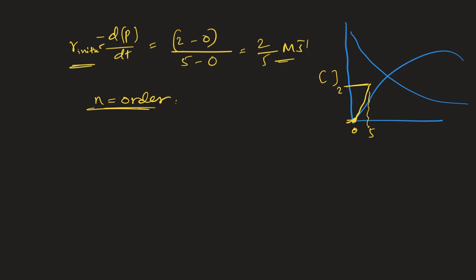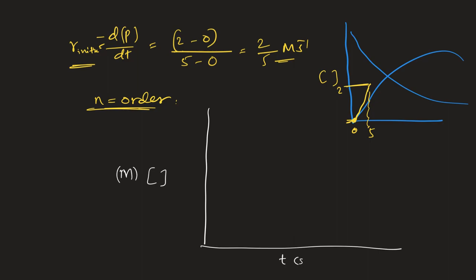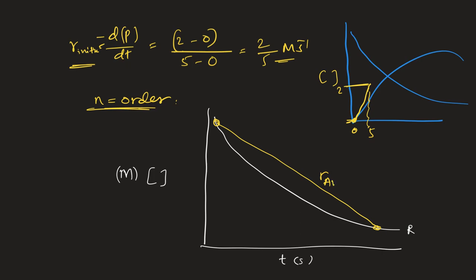This is concentration in molarity, time in seconds. Now this is a graph with respect to the reactant. Then this is a point. This is one point. This is one point. Joining these 2 points is called the average rate.